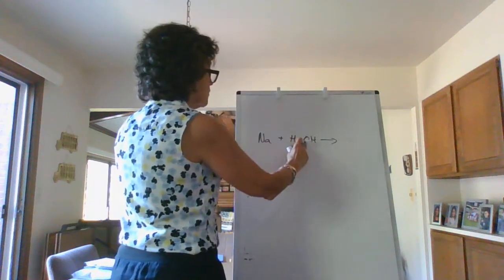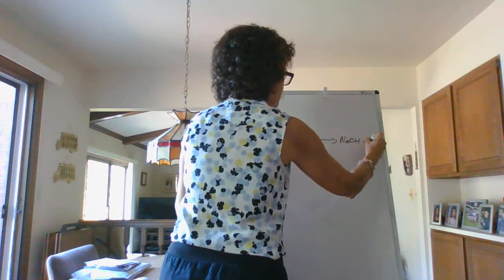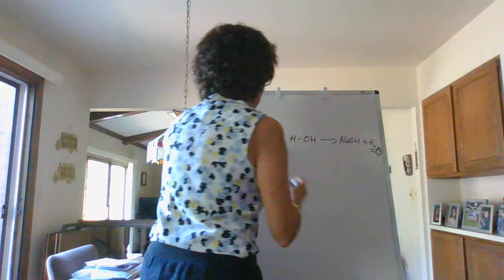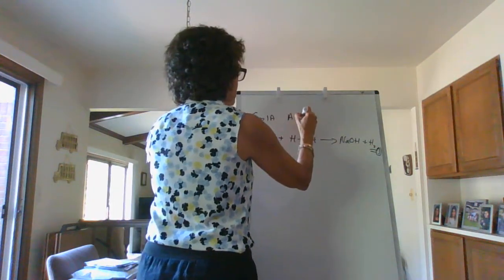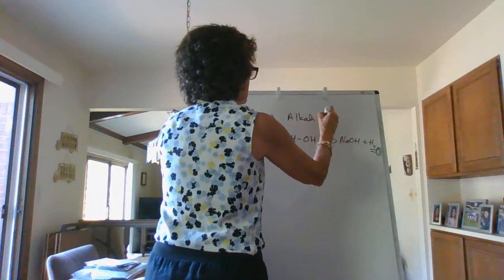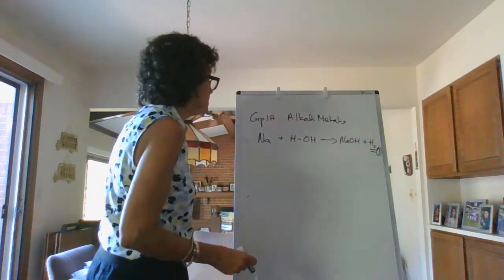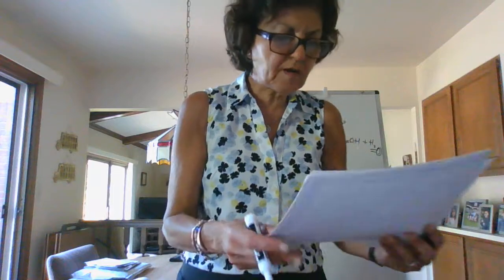The sodium will hook up with the hydroxide and form hydrogen gas. So this is typical of the reactions of group 1A, which are called the alkali metals. Okay, balanced equation and everything. All right, that's what you need to know about group 1A.